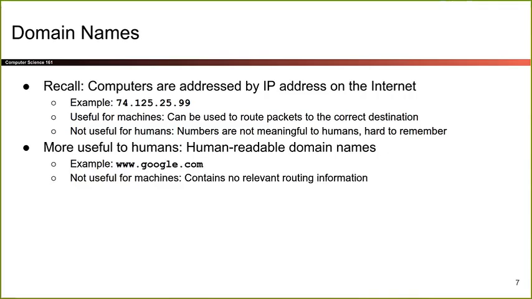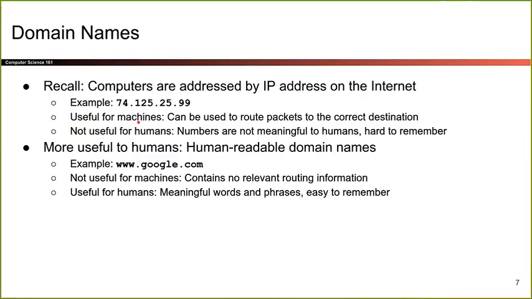But it's not good for machines, because a machine who sees www.google.com has no idea where this machine is. They like IP addresses because that tells them where to send the packet. They don't like domain names because domain names are just words to them. They have no idea where this is. But again, it's good for humans because we can remember these and use them in our life without having to remember a ton of numbers.